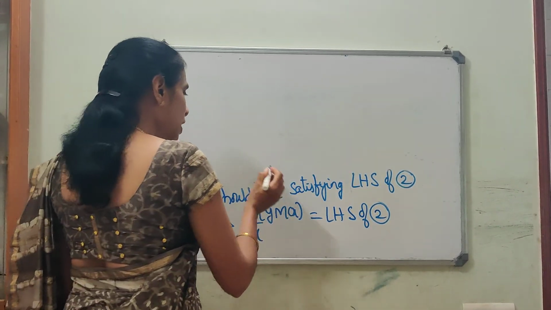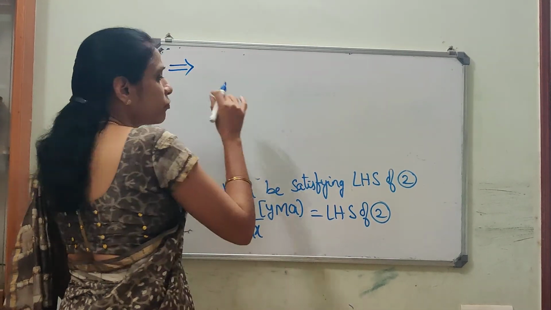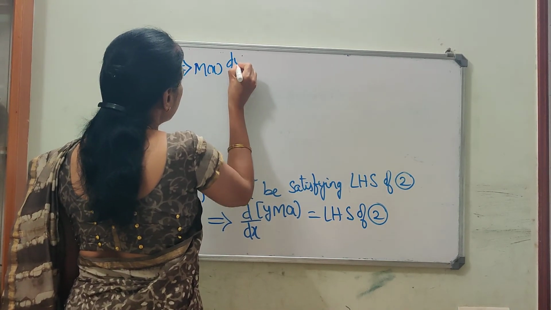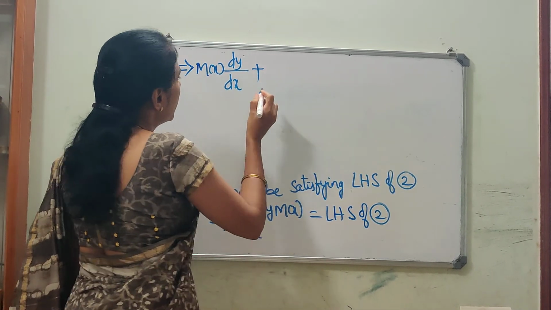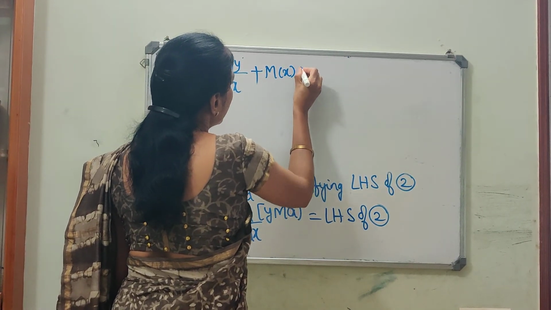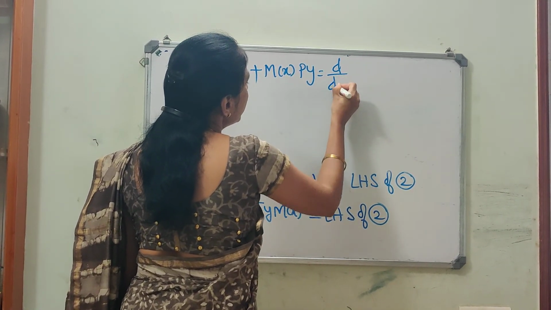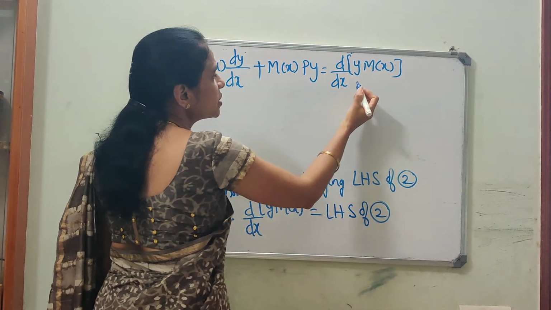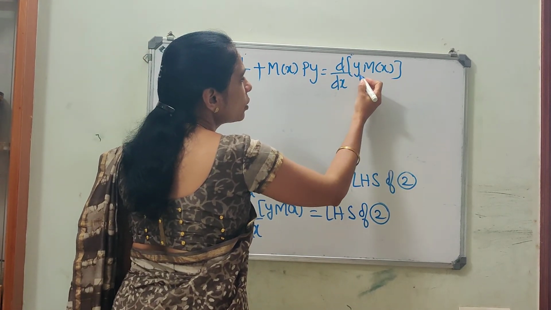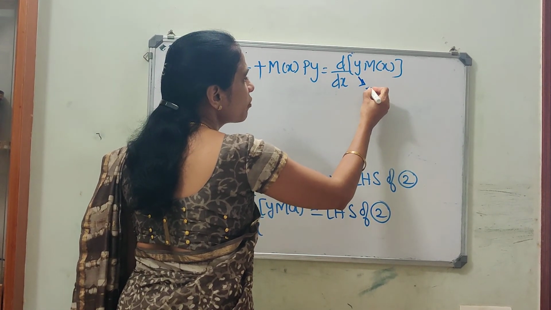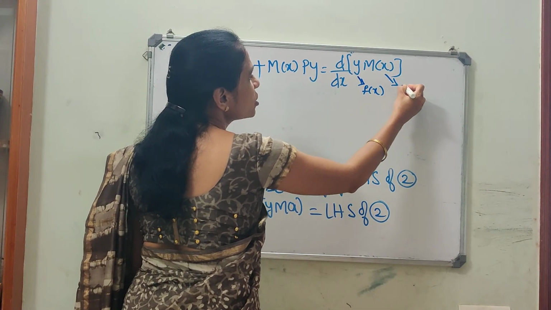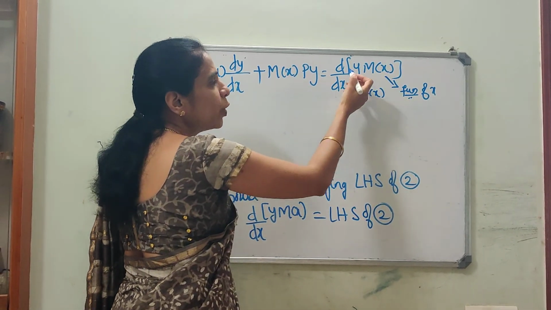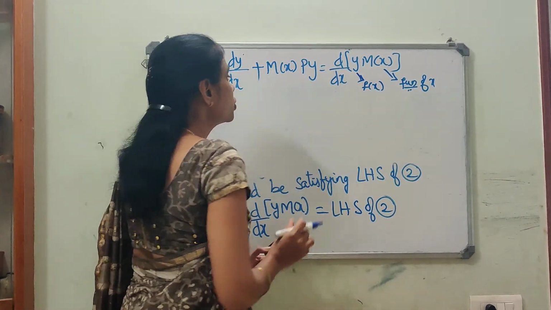If that is the case, what happens? Let us assume that we have such an m of x. So what is the LHS of 2? M of x into dy by dx plus m of x into py should be equal to d by dx of y into m of x. Look at this RHS. Is it not a product of two functions, y being a function of x and m of x also a function of x? Therefore, you can see here you have the product rule.